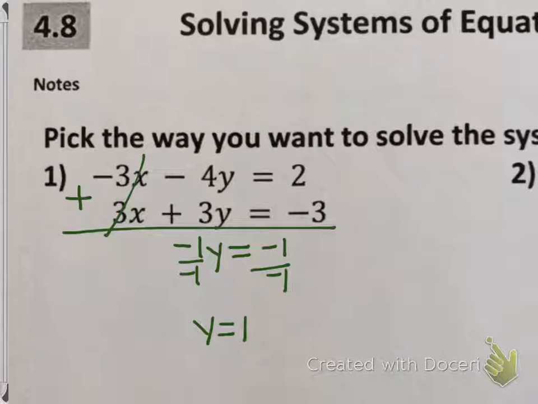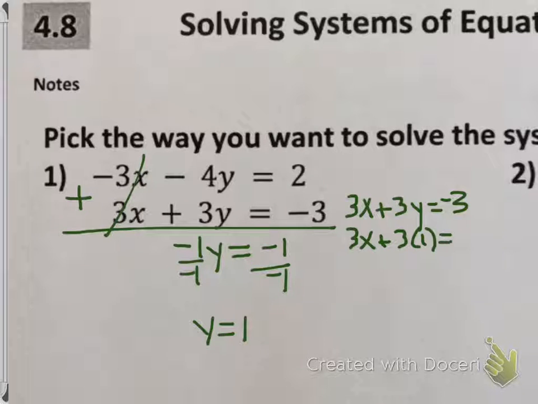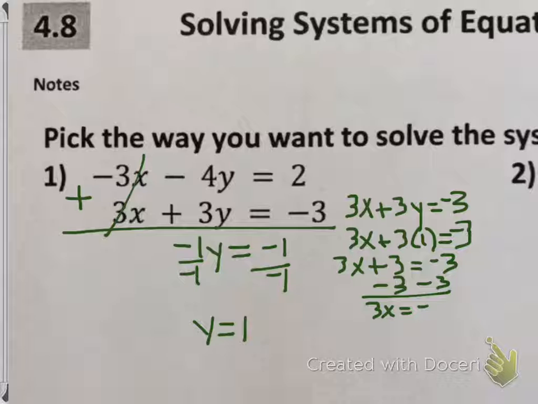I'm not done yet though. I have to find my x value, so I have to take it and substitute it back into one of my original problems. I'm going to use the bottom one just because it's all positive on the one side and it'll be easier. So I would have 3x plus 3 times 1 equals negative 3. So 3x plus 3 equals negative 3. I'd subtract the 3 over and get 3x equals negative 6. And then divide by 3 to get x equals negative 2.